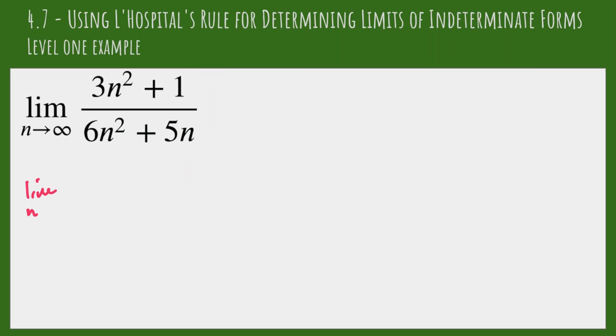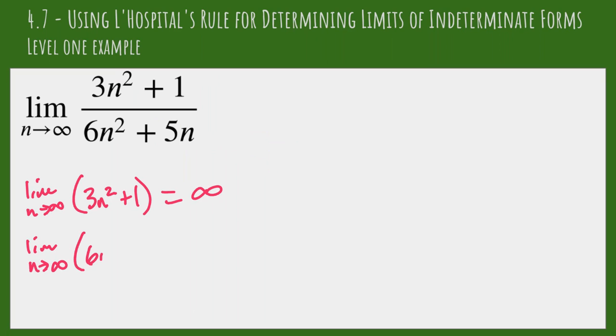So we're going to look at the limit as n approaches infinity of 3n squared plus 1. Notice I put parentheses because there's multiple terms there. And that is going to be infinity. And in the denominator, we have the limit as n approaches infinity of 6n squared plus 5n. And as n gets really big, this expression is also going to go to infinity. So this work here shows that we know L'Hopital's rule is going to apply because we're going to get that indeterminate form, infinity over infinity.